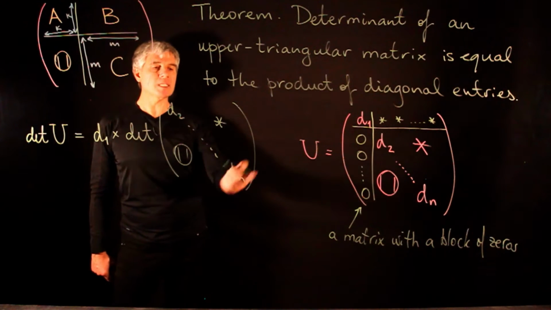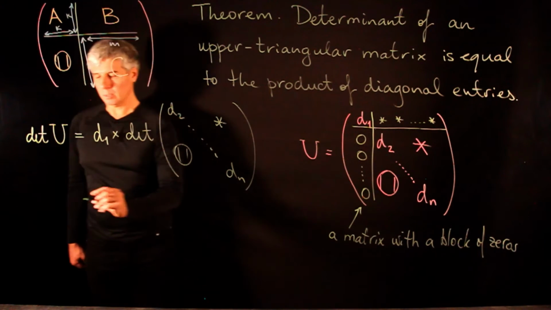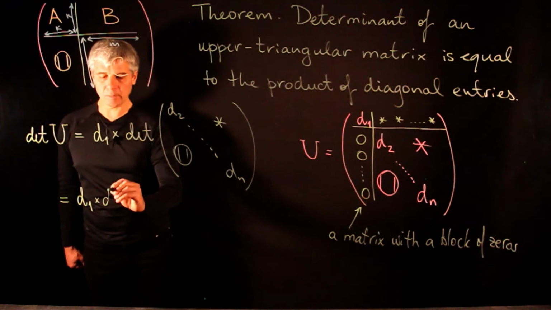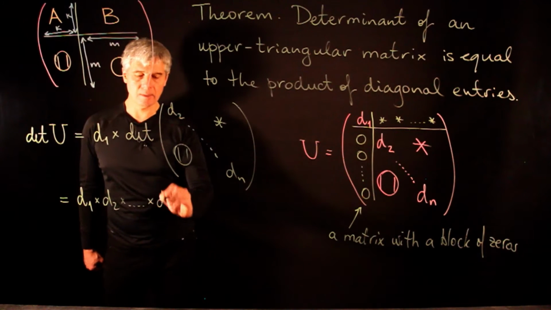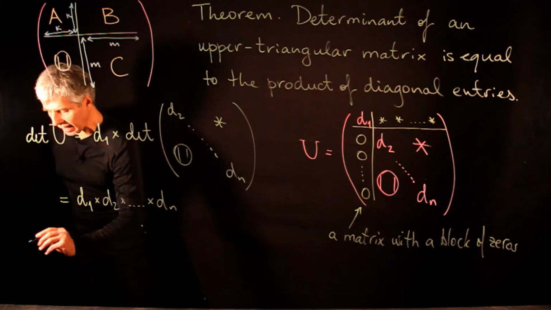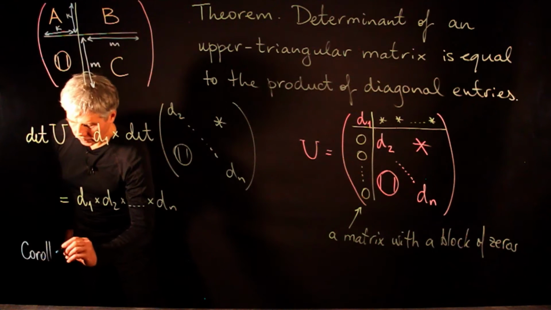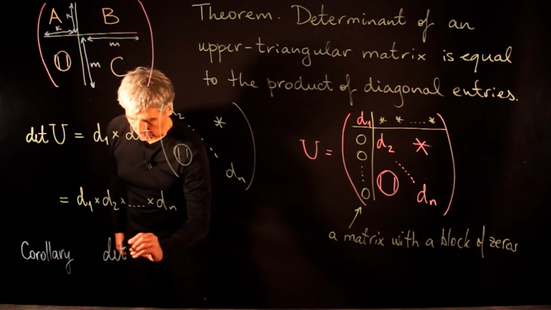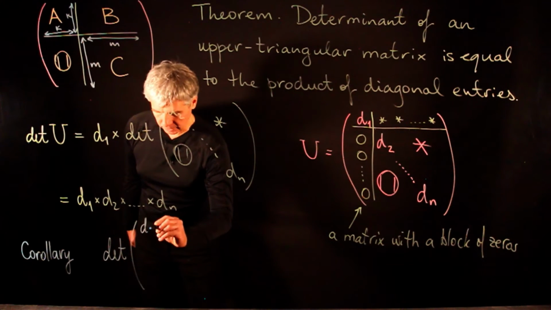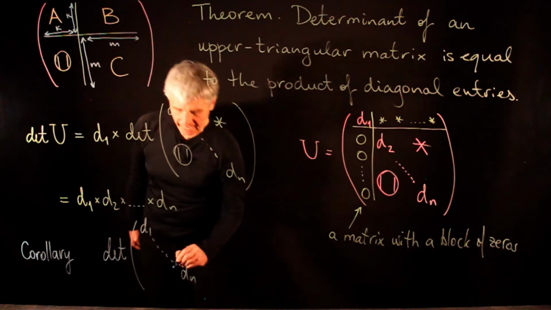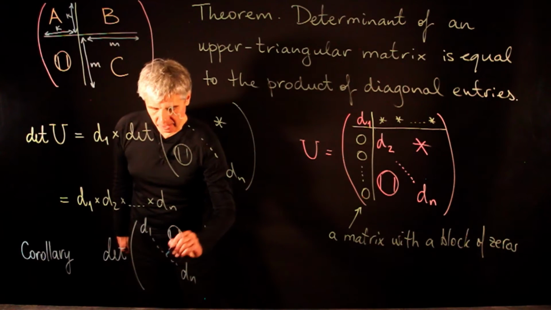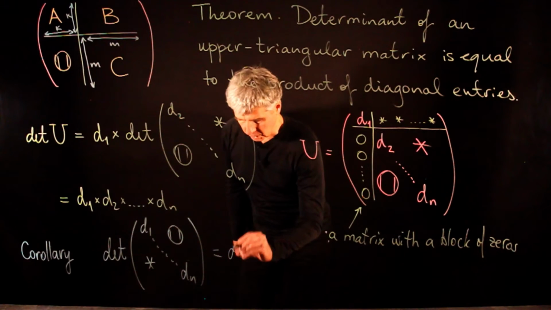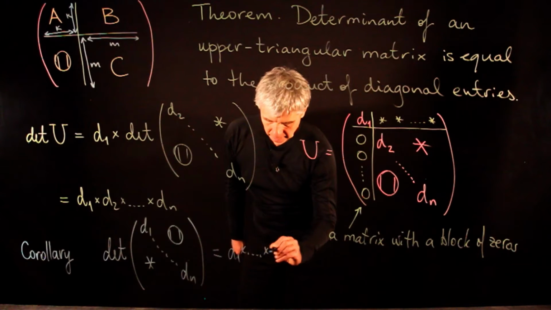And iterating this idea, we will eventually get that this determinant is equal to the product d1 times d2 times dn. And this proves this theorem. As a corollary, we get the same result for the lower triangular matrix. So if we have a lower triangular matrix, this means that we have d1 through dn on the diagonal, we have zeros above the diagonal and something below the diagonal. Then this determinant is also equal to d1 times d2 times dn.